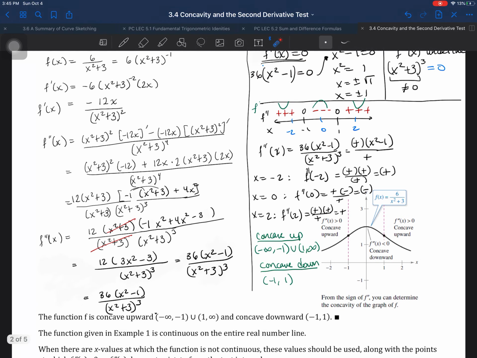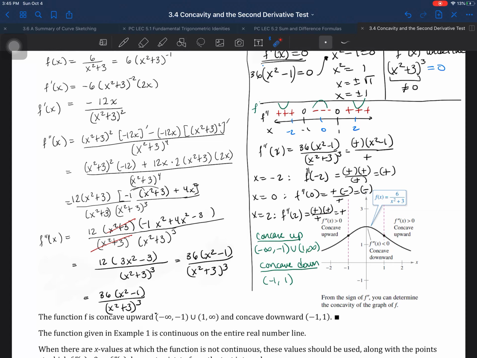So therefore, what does that tell you about the original function? We said that when you have a positive second derivative, it gives you a happy face. When you get a negative second derivative, it gives you a sad face. Positive gives you a happy face. So we know that the function is concave upward from -infinity to -1, from 1 to infinity, and concave down from -1 to 1. And that's it.